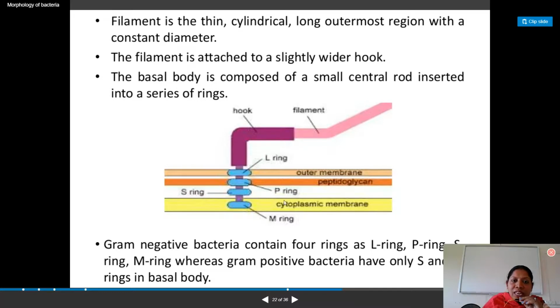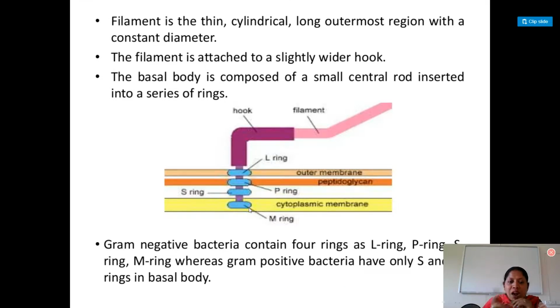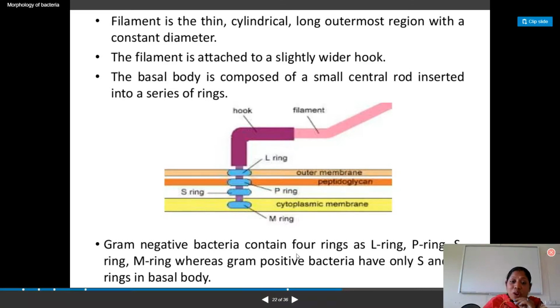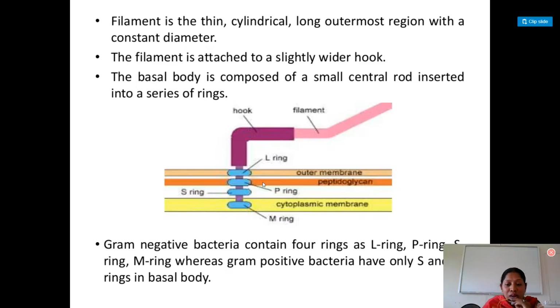The basal body is composed of a central rod inserted into a series of rings. Yes, you can see here we have L, P, S and M rings. Now, how does it vary with gram-positive and gram-negative? Gram-negative bacteria contain 4 rings, all 4 present: L ring, P ring, S ring and M ring. Whereas gram-positive bacteria have only the S and the last one, the M ring, in the basal body. They do not have the first 2 rings. But in gram-negative, you will see all the 4 rings are present.